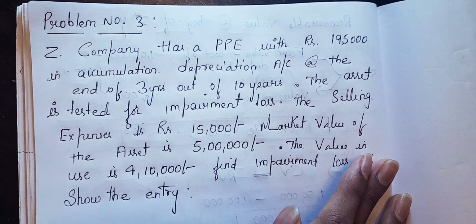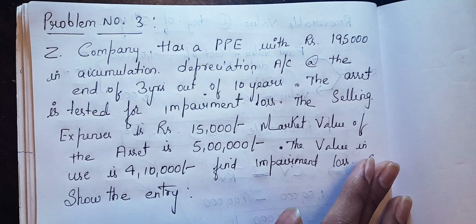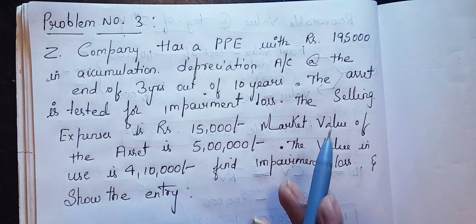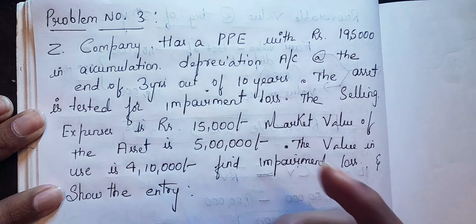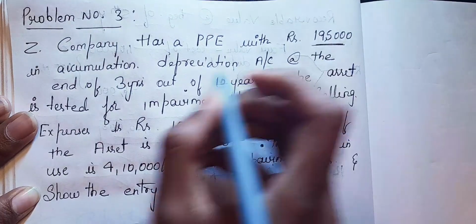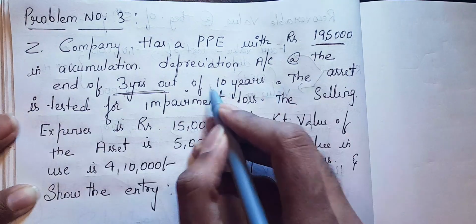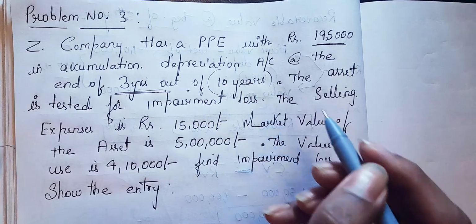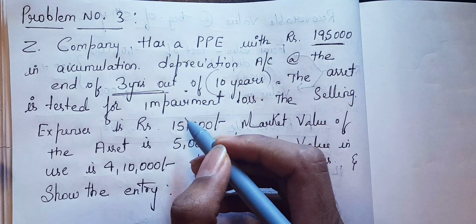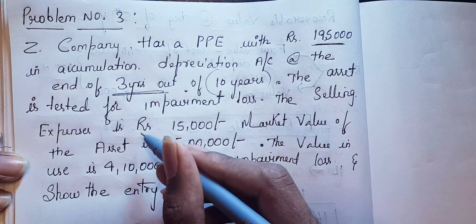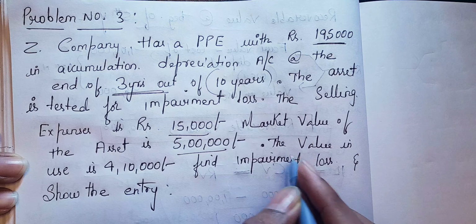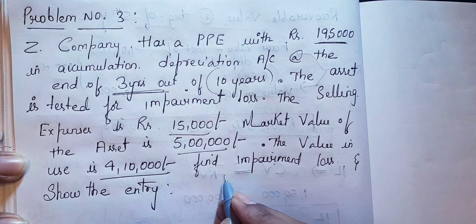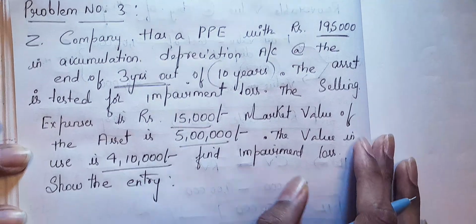In this particular video, let us discuss one more problem related to impairment loss. Z company has a PPE with 1,95,000 in accumulated depreciation account at the end of 3 years. Means this 1,95,000 is a depreciation amount for 3 years out of 10 years. So the total life of the asset is 10 years. The asset is tested for impairment loss. The selling expenses is 15,000. Market value of the asset is 5 lakh rupees. The value in use is 4,10,000. Find impairment loss and show the entry.